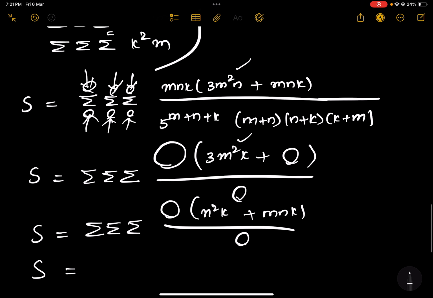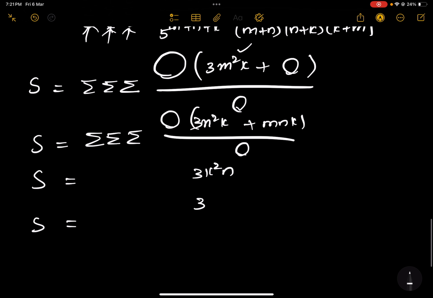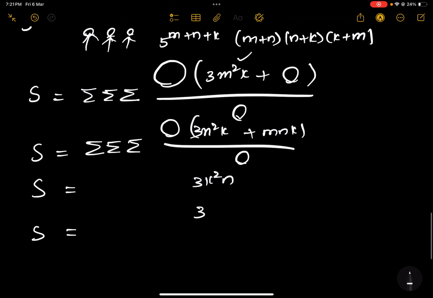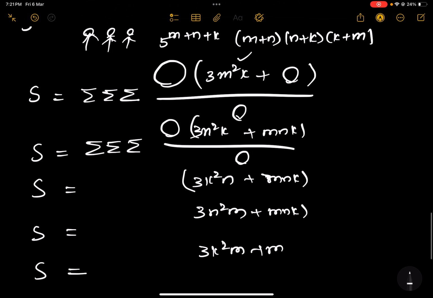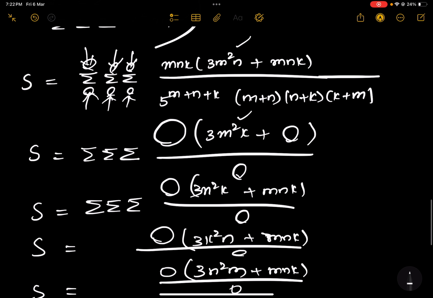Similarly S can be written as this thing. So here you can write k square n, 3k square n, and similarly S can be written as 3 n square m, and similarly S can be written as 3 k square m. So you have m and k here, m and k, m and k, and all of them have the denominator and same numerator. So S can be expressed in 6 different ways.